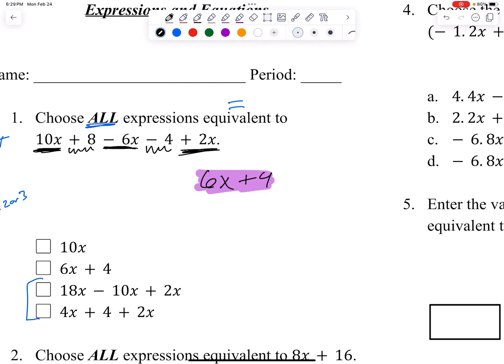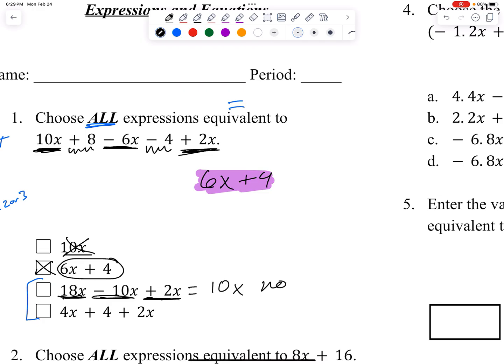So here's what I'm talking about. 6x plus 4 is my final answer. Is this 6x plus 4? No, so it can't be that one. I already see 6x plus 4, so I'm going to take that one. And this one, do you see what I'm saying? 18x, I don't see 18x's. So you know what? I'm just going to simplify each one of these myself and see if I get the same answer. So this one, I got 18x minus 10x is 8x. 8x plus 2x is 10x. So is that 6x plus 4?